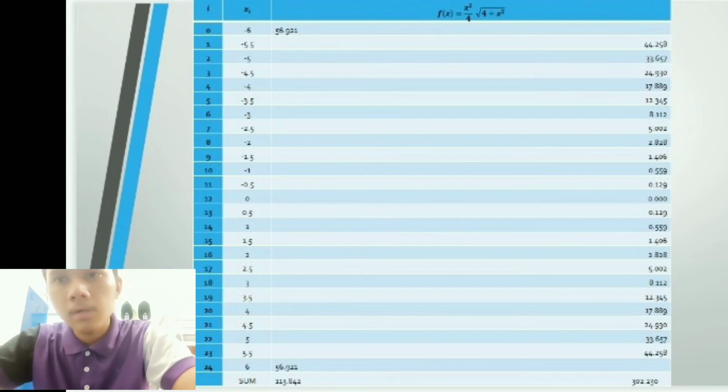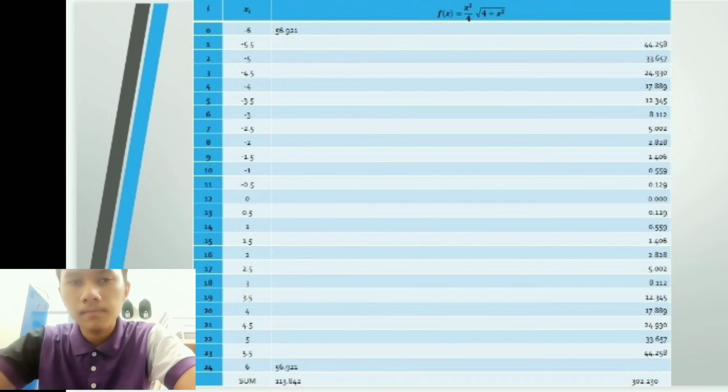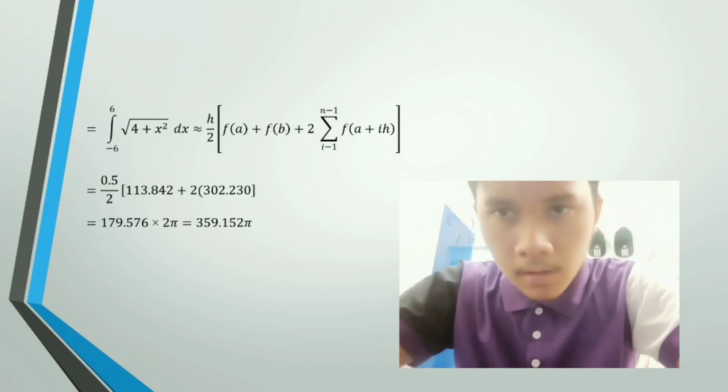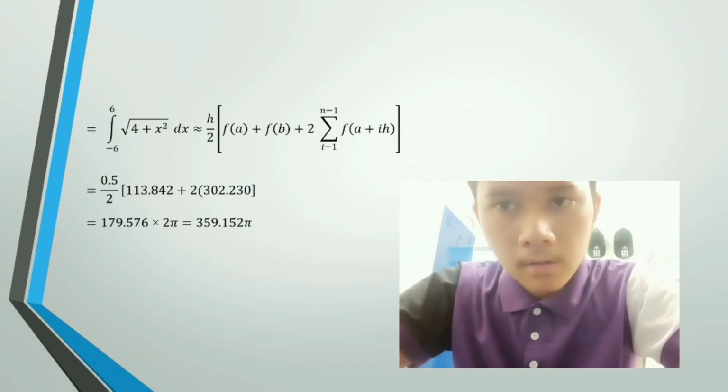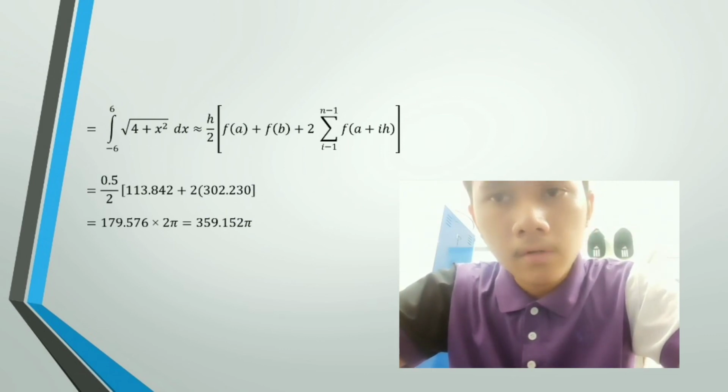Okay, after that we need to build the table of the trapezoidal. In the table we can get the total of the sum. So the final sums are 113.842, and the second is 302.230. So after we get the total sum in the trapezoidal table, we put the sum into the formula of the trapezoidal rule.